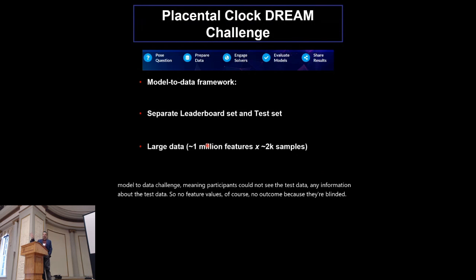Participants could submit models and see their accuracy on a leaderboard set, but that was not the way we judged the models. The models were judged on a test set, so they did not even have access to the actual accuracy of their models.